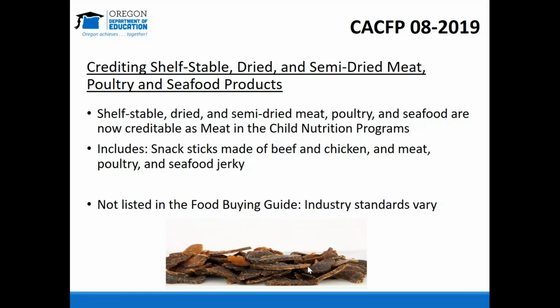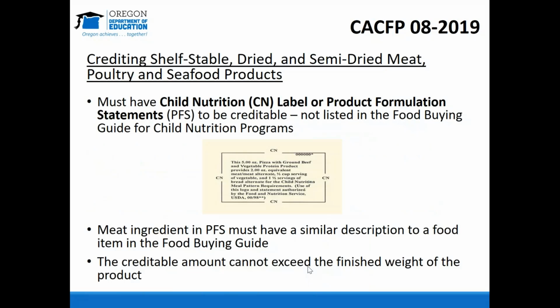This includes basic items such as snack sticks that are made from beef and chicken, beef jerkies, and even seafood jerkies. And while I mentioned the food buying guide earlier, since there isn't an industry standard for jerkies and snack sticks, there isn't a product description for them in the food buying guide. So what does that mean? It means that instead, if you want to use beef jerkies or meat sticks as part of a creditable meal, you would need to have either a child nutrition label or a product formulation statement.